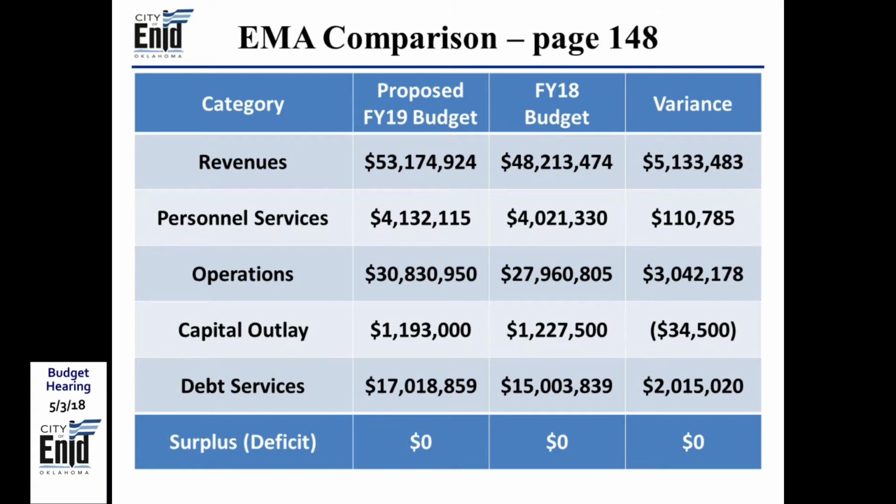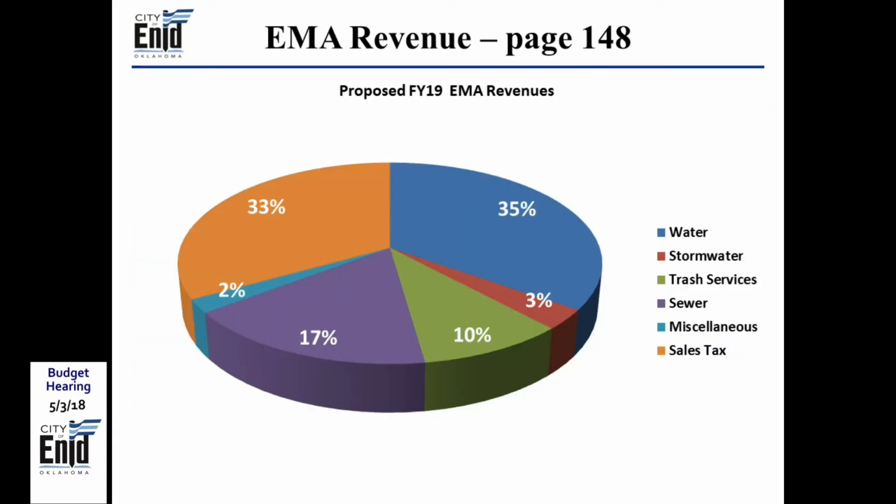When we look at that compared to the current year that we're in, year over year, you can see we have an increase in revenues of $5.1 million. Personnel increased $110,000. Operations $3 million. Capital outlay went down $34,000, and debt services increased by $2 million. Then we have a slide on each of those areas.